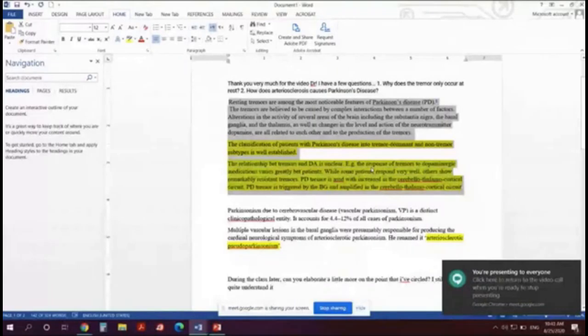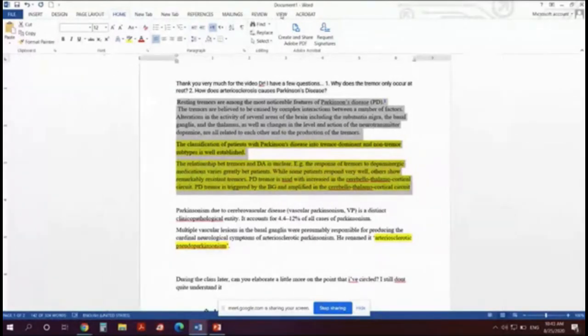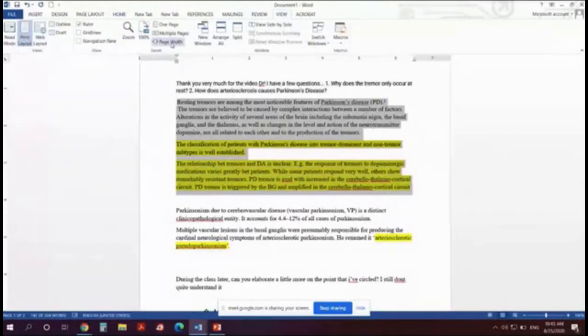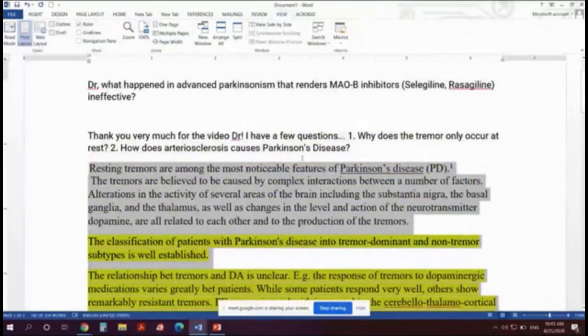So let me share my screen. Okay, guys, can you see this Word file? Yeah, we can see that. Okay.